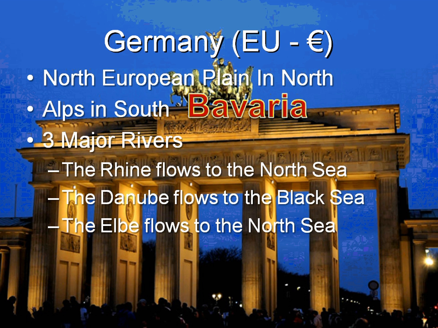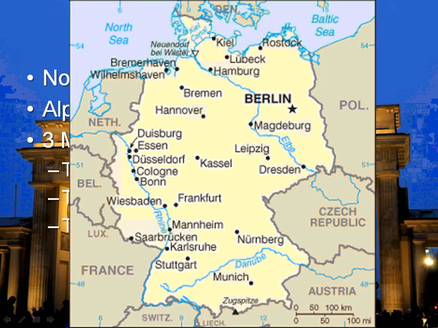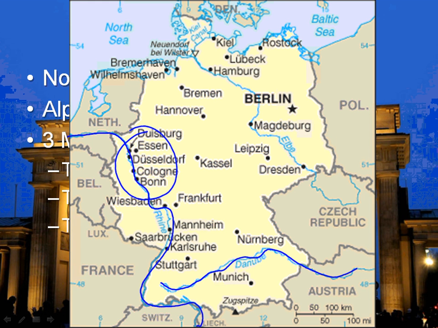So if I bring up a map of Germany, you'll see the three main rivers in Germany. You have the Rhine. This area here is where most of Germany's industry is located. It has lots of coal there. Here's the Danube. Flows all the way to the Black Sea through many different countries. And here's the Elbe.